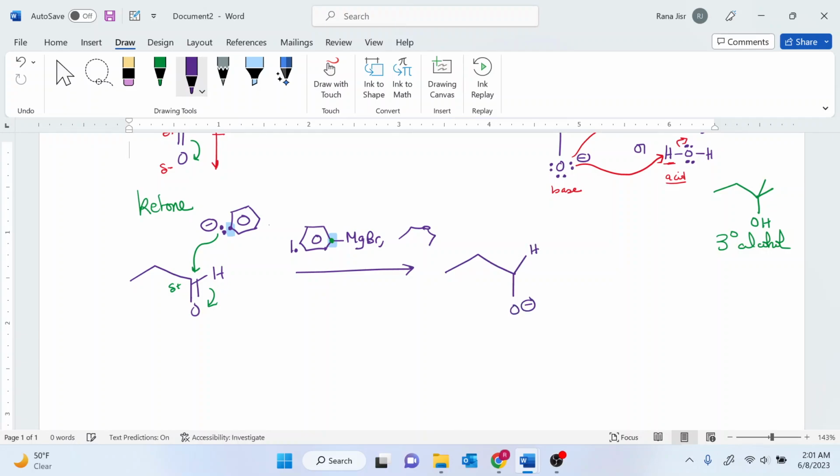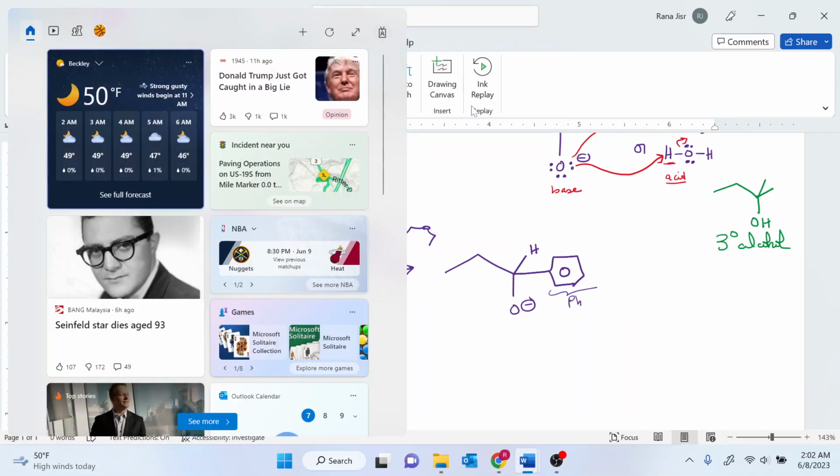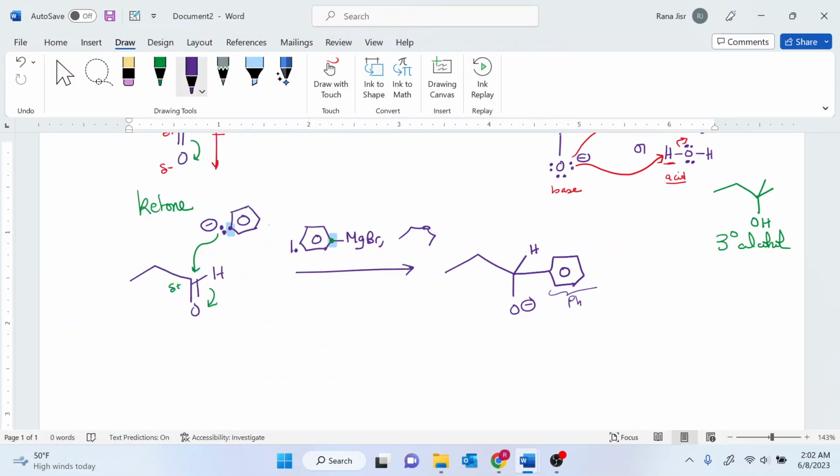So you're going to end up having your O negative. You already have a hydrogen, but you added what? You added a benzene. This is what you added. So put it like that. Either you put it as a benzene or you use the abbreviation, which is Ph. Whatever is best for you, you can go ahead and do.